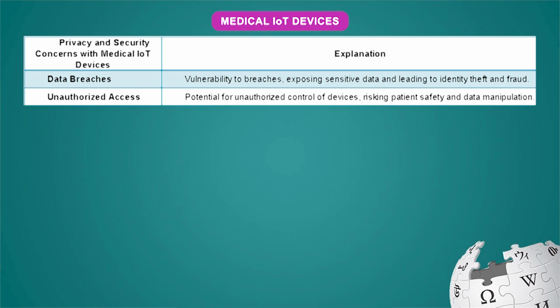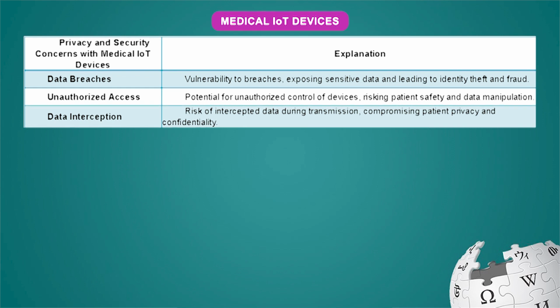Unauthorized access. Inadequate security measures may allow unauthorized individuals to access and control IoT devices, potentially altering medical settings, interrupting treatment and manipulating health data. Data interception. As medical IoT devices transmit data over networks, there is a risk of data interception by malicious actors. This intercepted data might include personal health information, leading to privacy violations and compromised patient confidentiality.